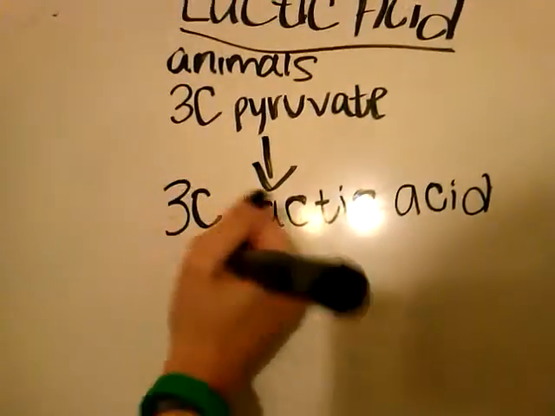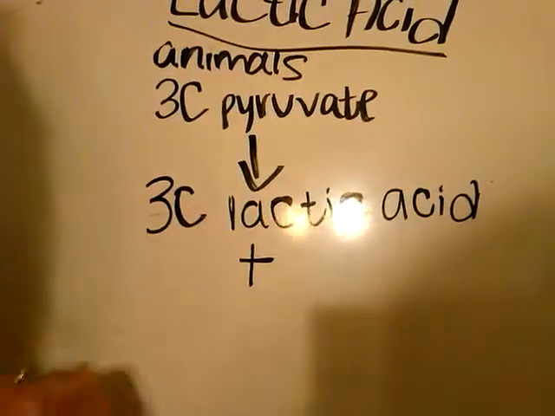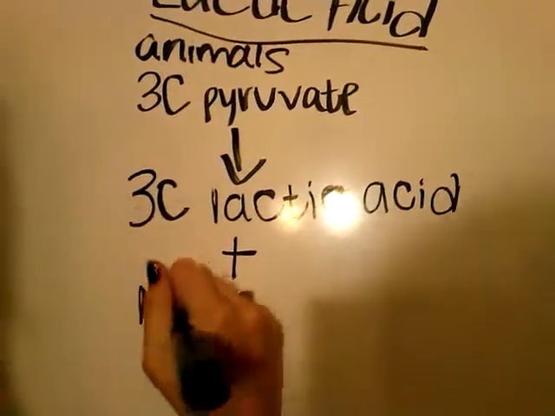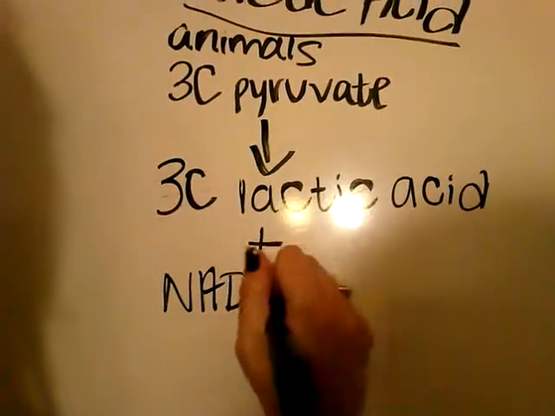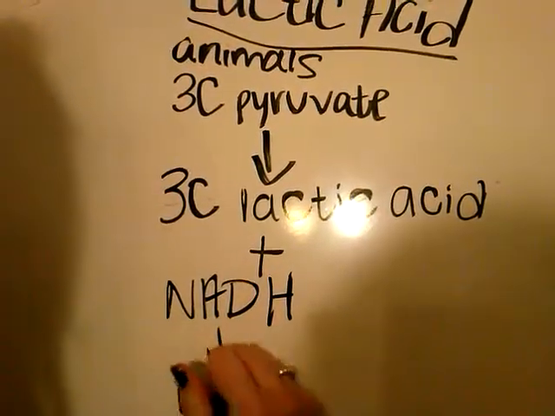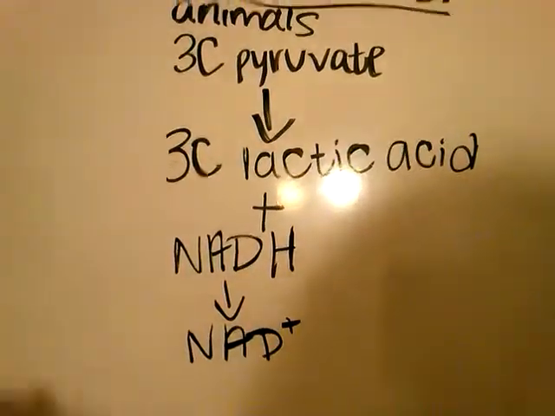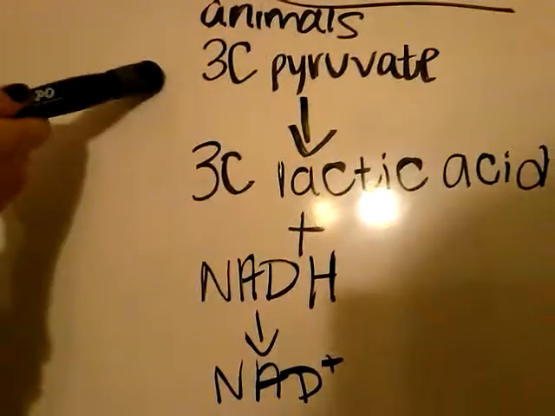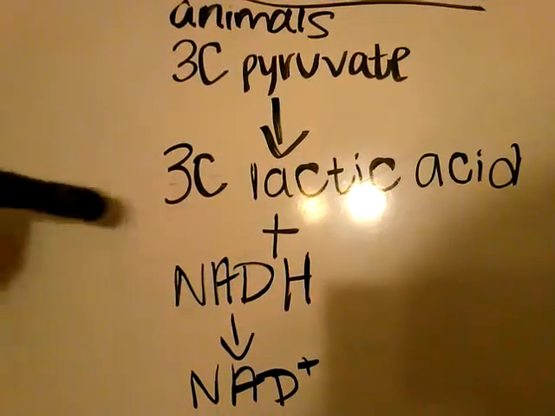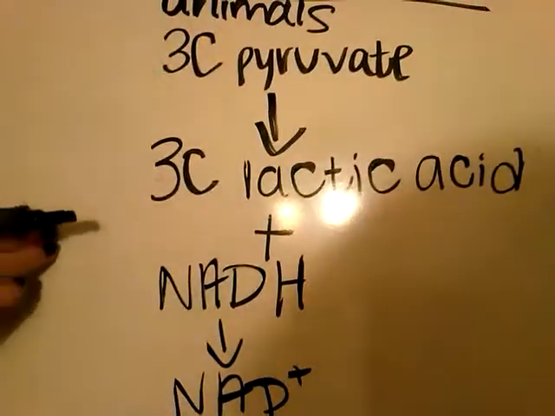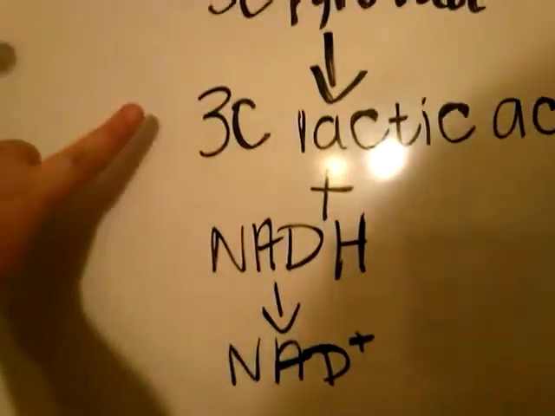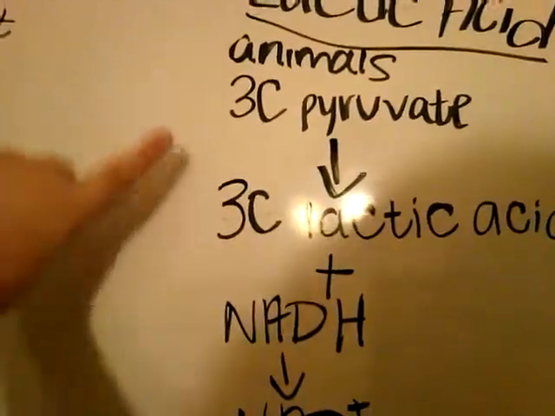So then, also, NADH is converted to NAD+, just like in alcoholic fermentation. But because there are only 3 carbons, it doesn't clip off into a 2-carbon compound, which is called decarboxylation. Say that 3 times fast. There's no CO2 produced. So that's why you don't get that, because you're not getting drunk enough. Anything else we gotta say?